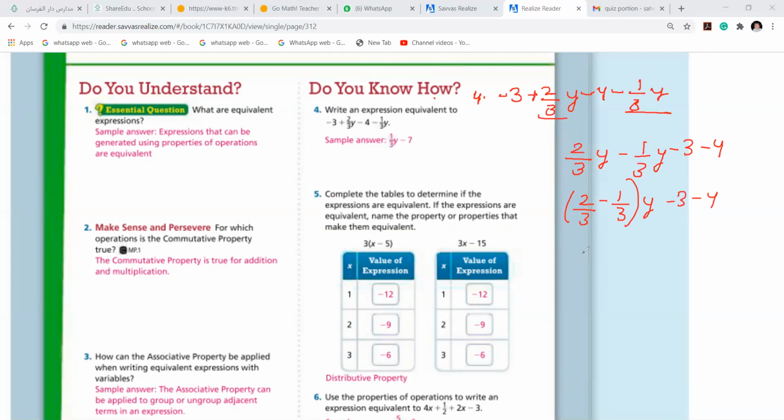When 2 minus same denominator, I can subtract the numerator. 1 over 3y minus 3 minus 4. What will I do? Will I add or will I subtract? Both are same sign. What will I do? Add. Very good. Sign of the bigger number. This is my answer. Okay. 1 over 3y minus 7. Girls who don't understand this question number 4, I'm ready to explain again. Please, you can solve with me and you will understand well.